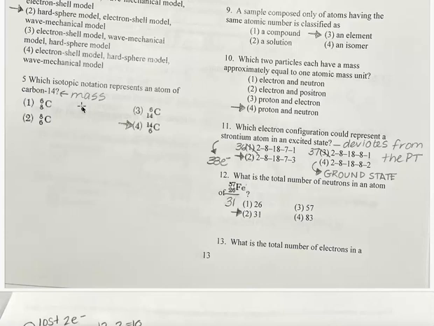Number 10, which two particles each have a mass approximately equal to 1 atomic mass unit? That would be the proton and the neutron, as electrons have no mass.